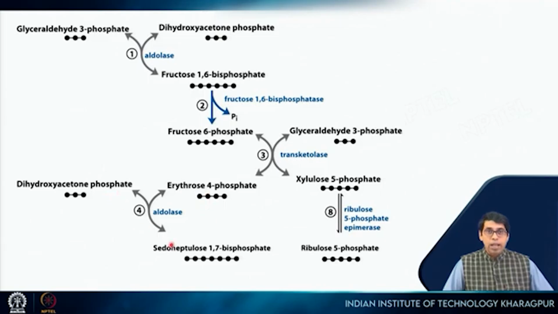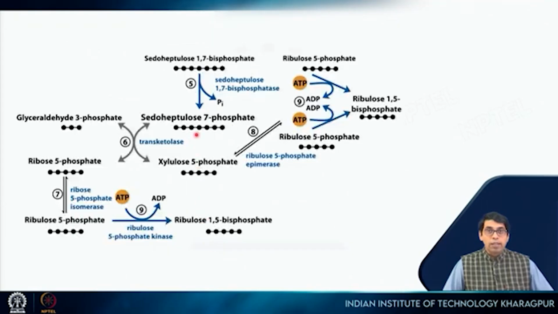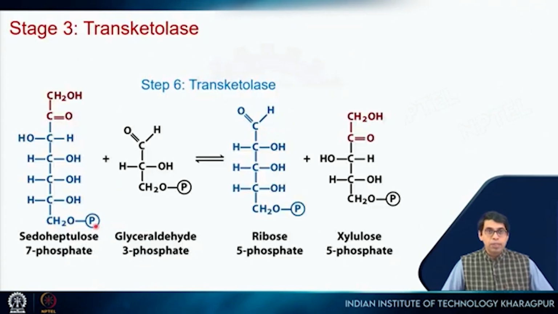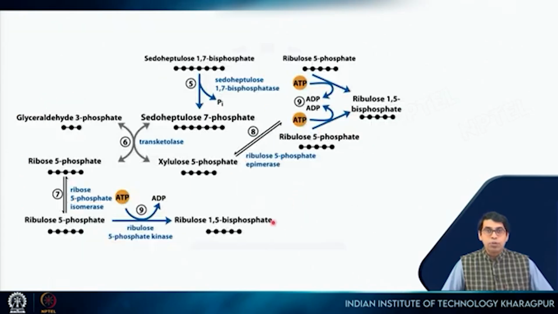Erythrose combines with this to form a 7 carbon molecule, and then that 7 carbon molecule combines with another 3 carbon to form 2 5 carbon molecules. So this is again catalyzed by transketolase. So let's look at that. This is the 7 carbon molecule 1, 2, 3, 4, 5, 6, 7 and 3 carbon from the glyceraldehyde 3-phosphate 1, 2, 3. So 7 plus 3 is 10. Now it forms 2 5 carbon molecules, ribose 1, 2, 3, 4, 5 and xylulose 1, 2, 3, 4, 5, right. And then these two go into these 2 pathways. So xylulose will get converted to ribulose and finally ribulose 1,5-bisphosphate. Ribose also gets converted to ribulose and finally ribulose 1,5-bisphosphate.